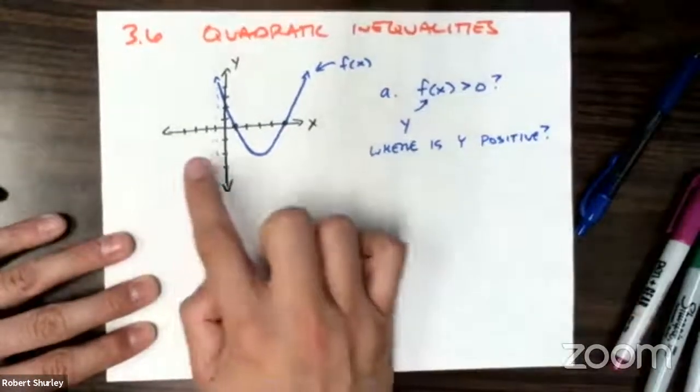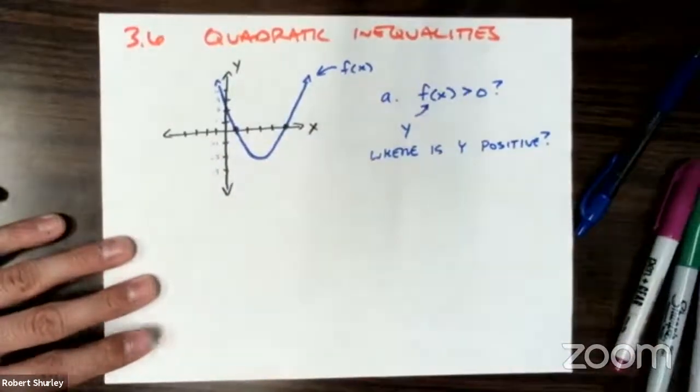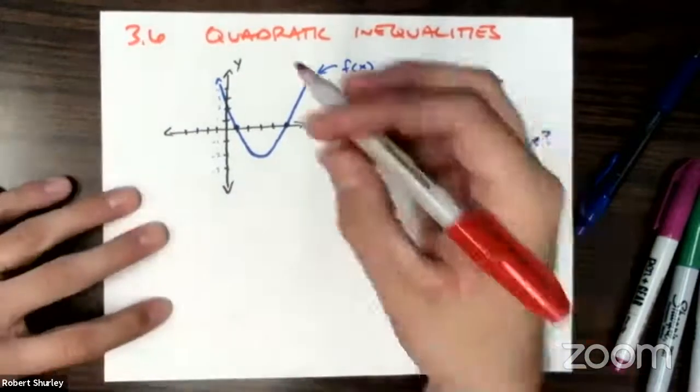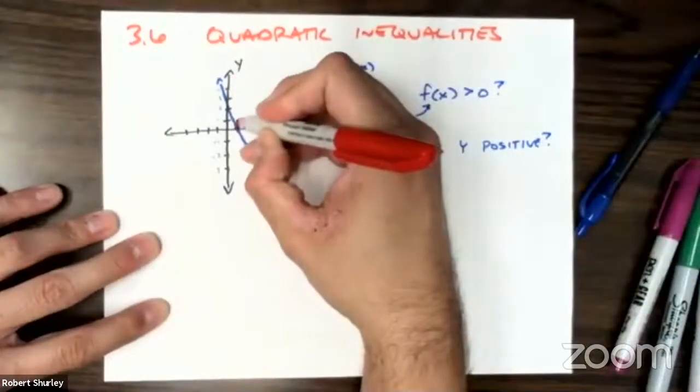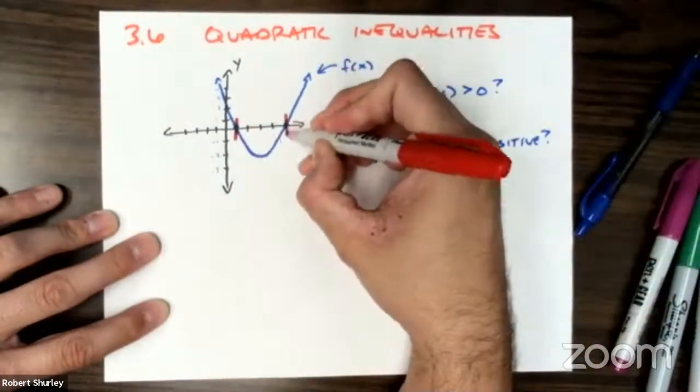It's really saying, where on the x-axis is y positive? So I'm going to take out another color now, and we're going to draw these boundary points. I'm going to really think of them like boundary points. So look, here's a boundary point. Make a little fence there. And here's a boundary point.